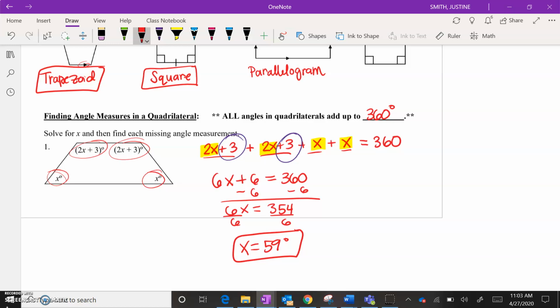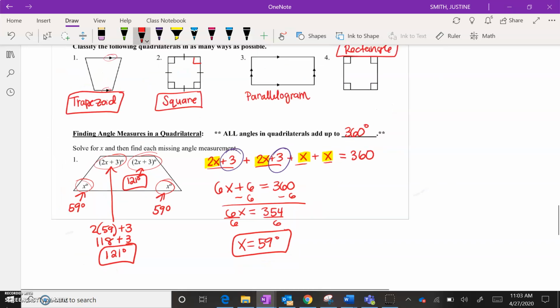Okay, and this says find each missing angle. So I know x is equal to 59. So obviously this is 59 degrees. This is 59 degrees. But then I need to plug it in for these two angles. So 2 times 59 plus 3. Okay, so 2 times 59 is 118, plus 3 gives me 121. So I know that this angle and this angle are 121 degrees.